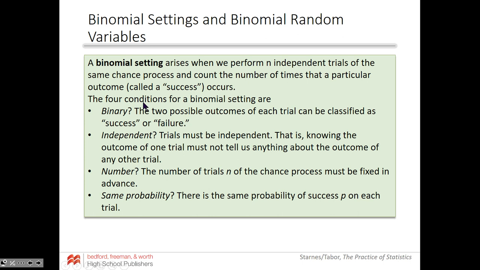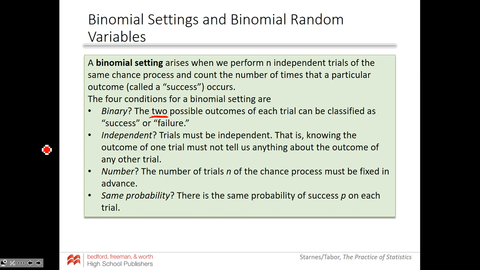So there are 4 conditions for a binomial setting. Binary: in other words, there have to be 2 possible outcomes. We call the 2 possible outcomes a success or a failure, and sometimes failure can be a little bit misleading. For example, on your multiple choice quiz, if you got the question right, we are going to call that a success. If you got it wrong, we'll call that a failure. And that kind of makes sense. It's a failure if you got it wrong.